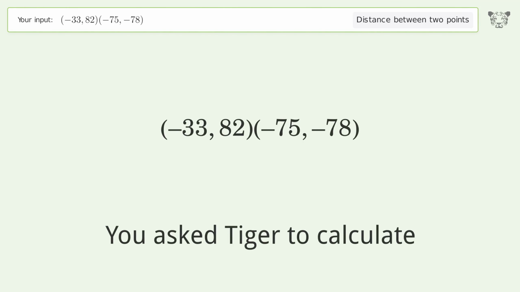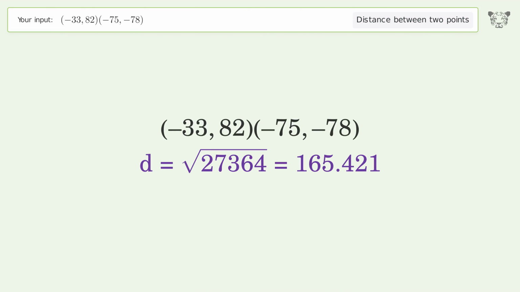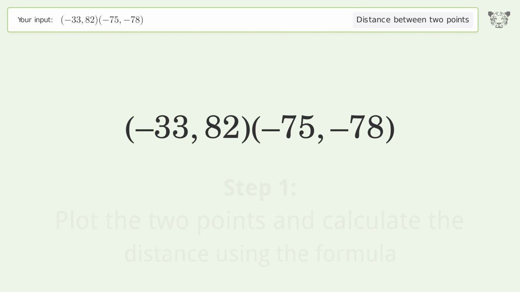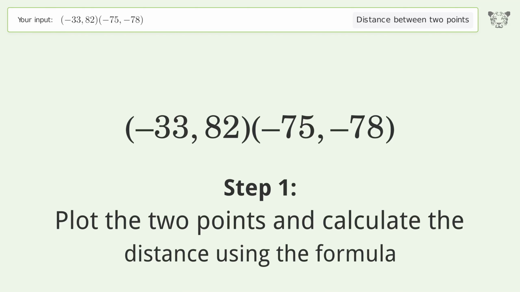You ask Tiger to calculate. This deals with the distance between 2 points. The distance between the 2 points is the square root of 27,364 or 165.421. Let's solve it step by step. Plot the 2 points and calculate the distance using the formula.